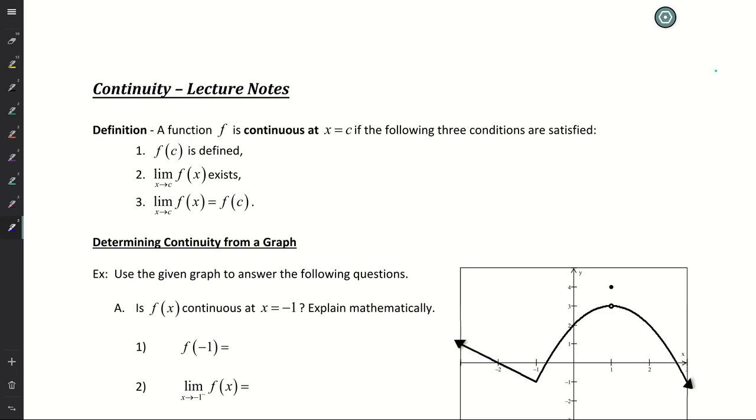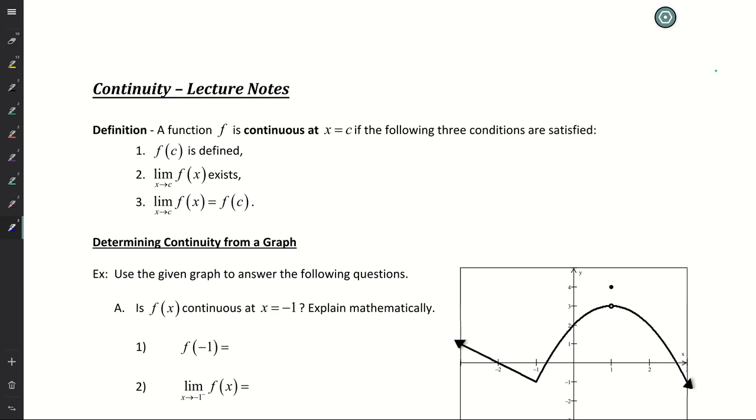The first piece of the definition is that the function value f of c is defined. That means there actually has to exist an ordered pair when you plug x is c into the function. The second qualification is that the limit as x approaches c of f of x exists. Notice that that's an overall limit.